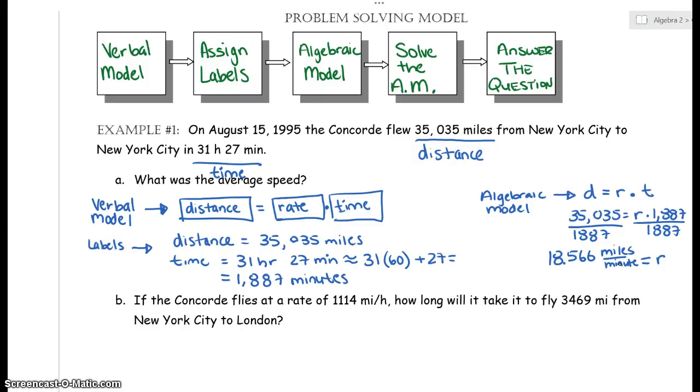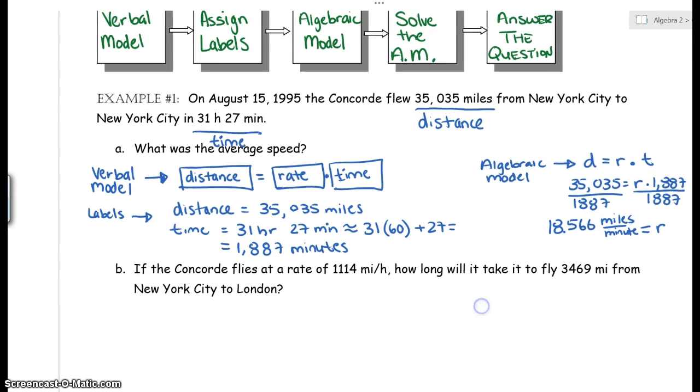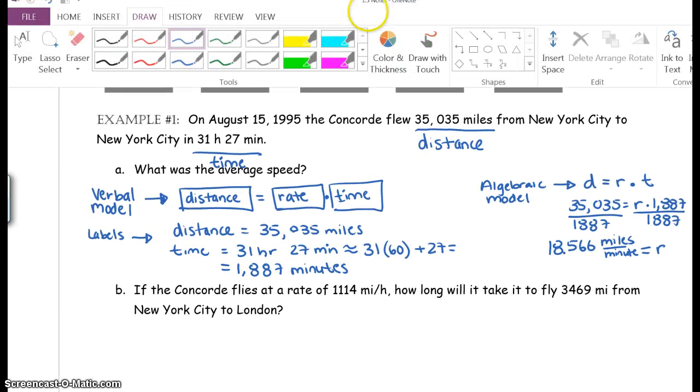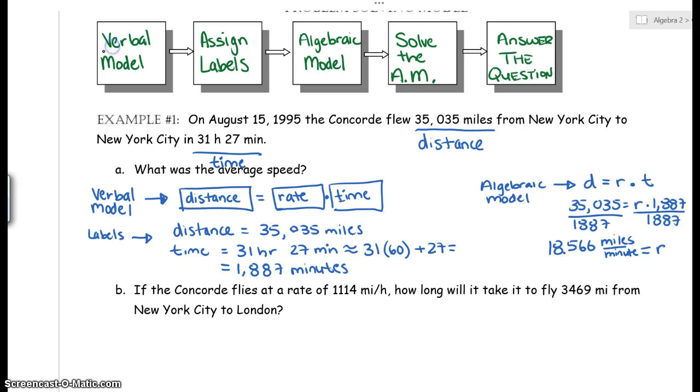Let's look at part B. It says, oh, wait. We forgot the most important part. I hope you told me to stop right in the middle. And that was to answer the question. And the question says, what was the average speed? Well, the average speed is, and yes, you do have to write it in a sentence form, 18.566 miles per minute.